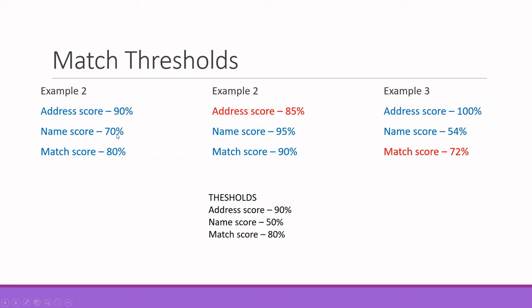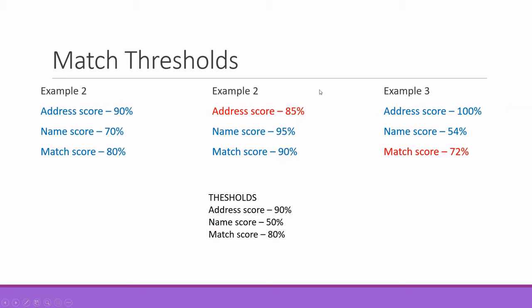So the average of 90 and 70 is 80. In example 2, we have an address score of 85%, name score of 95%, and match score of 90%. So despite the actual match threshold being met, so we can see that 90% is higher than the 80%, the address score is actually lower than the 90% for that individual field.